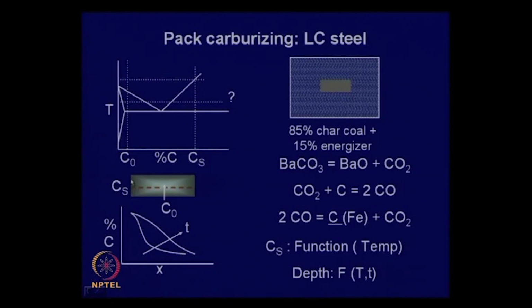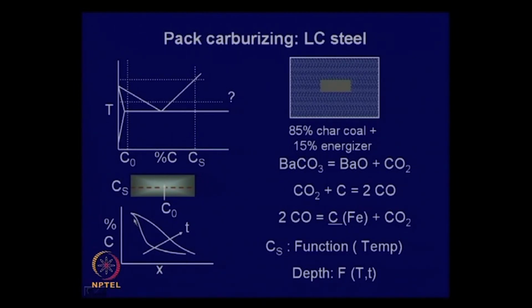If you heat this in a carburizing atmosphere, you maintain a high carbon concentration at the surface, whereas at the core, this is a sectional view, the concentration is low. So there is a concentration gradient, and carbon will diffuse from high concentration to low concentration. You have maximum carbon content at the surface. As you go deeper inside, the carbon content will be lower.